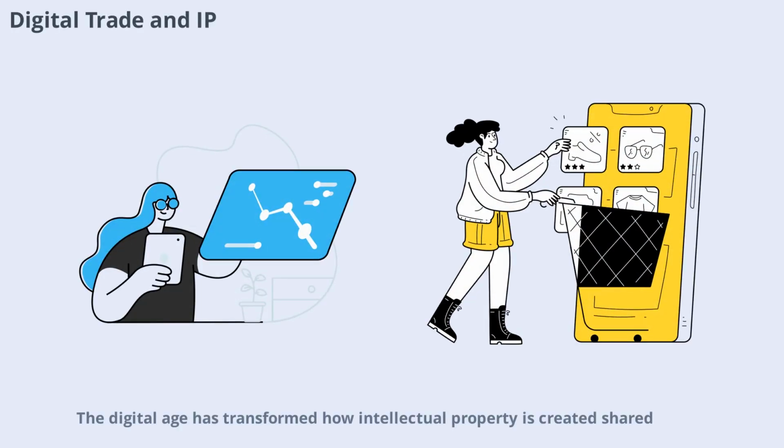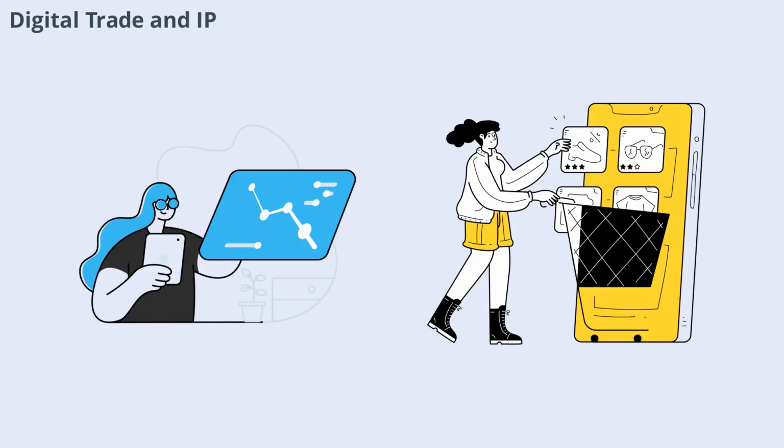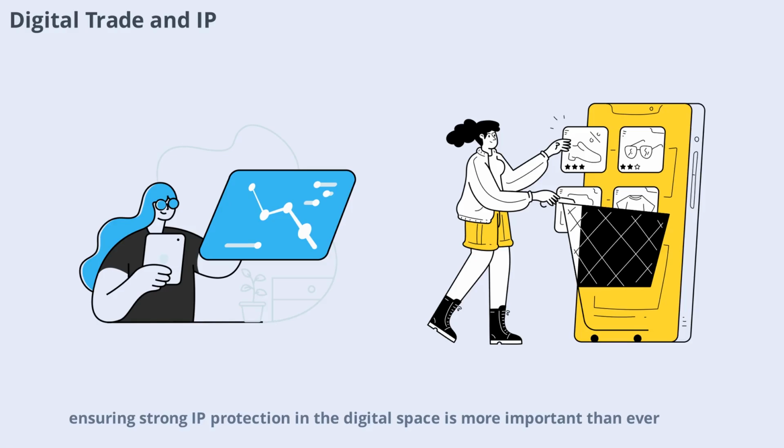The digital age has transformed how intellectual property is created, shared, and protected. Digital trade involves the exchange of goods and services online, making IP protection more complex. Issues like online piracy, unauthorized streaming, and digital counterfeiting require updated laws and enforcement tools. As e-commerce grows, ensuring strong IP protection in the digital space is more important than ever.